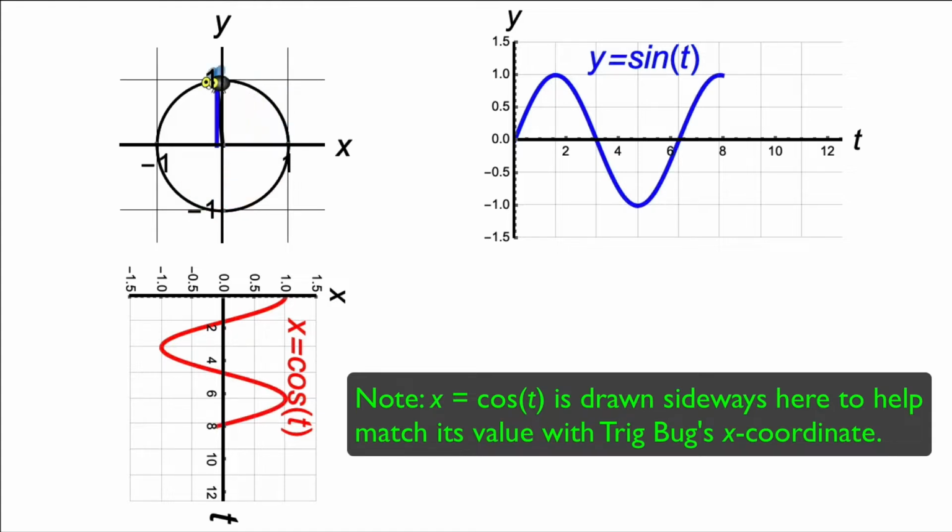The graph of sine of t in the upper right keeps track of Trig Bug's second coordinate, while the sideways graph of the cosine of t in the lower left keeps track of Trig Bug's first coordinate. We could let Trig Bug continue around and around, and these graphs would continue in a periodic way. They are periodic functions. We could even let Trig Bug walk clockwise around the unit circle instead of counterclockwise, and these graphs would continue in a periodic way in the negative t direction.